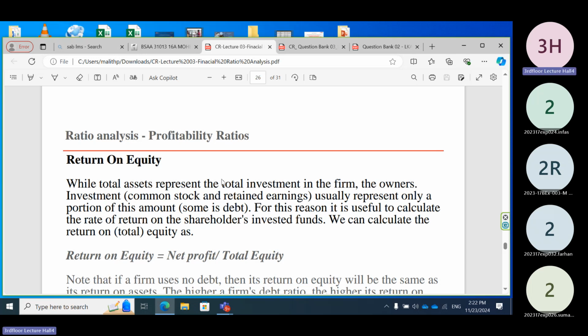It's not related to accounting. It's all about financial management, right? Risk-free rate plus beta factor. What do you mean by this? Beta factor: what is the risk factor for your company? That's called the beta factor.